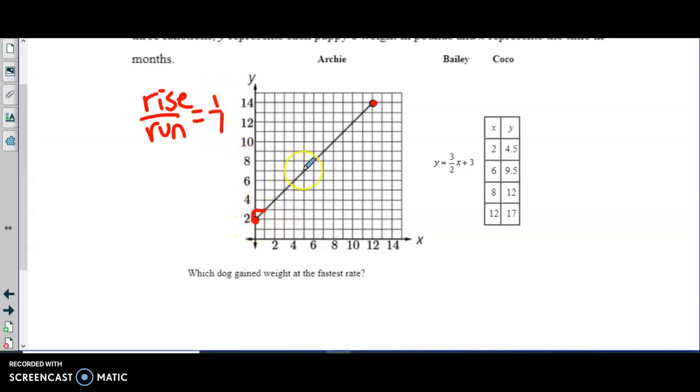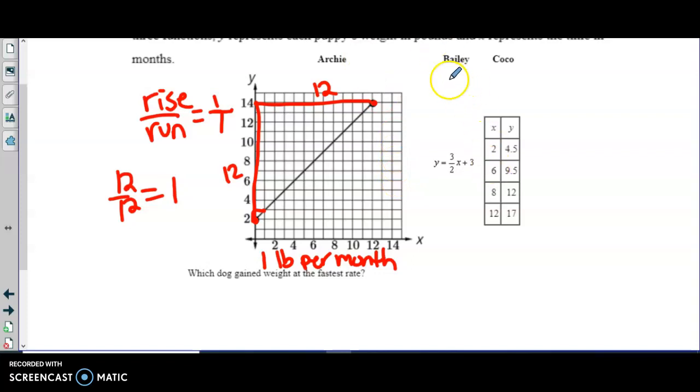But if you went from the point it gave, you could go from 2 to 14, so you would rise up 12, and then from 0 to 12, so you would run over 12, and 12 over 12 reduces to 1. So either way you find the rise over run, the slope of Archie is 1. He's gaining 1 pound per month. I'm going to go ahead and write that here. 1 pound per month.